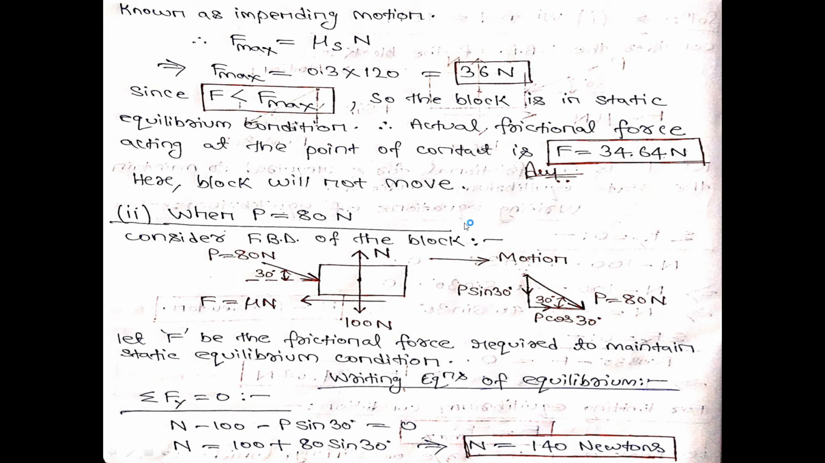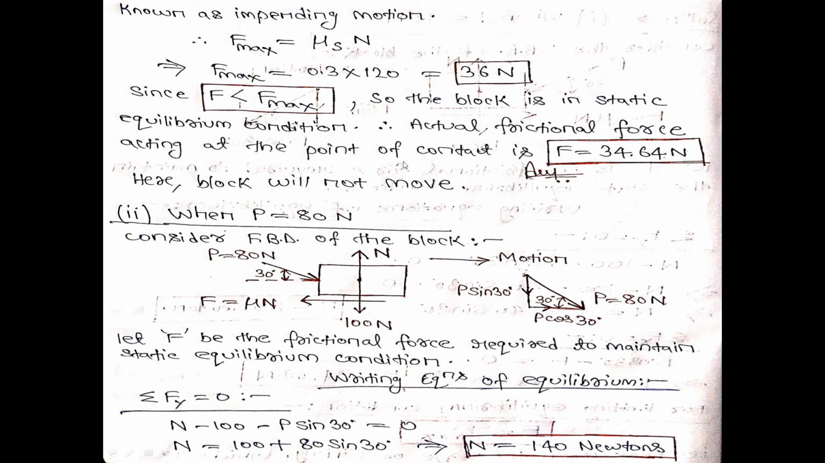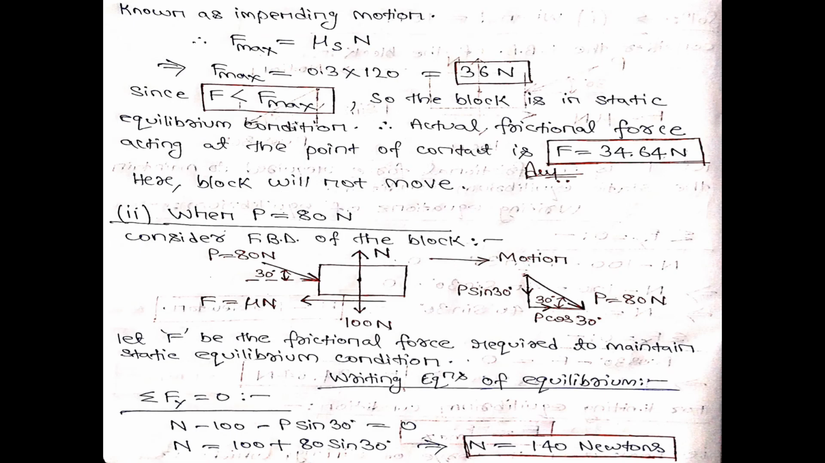Now let us compare this F max with my F value. My frictional force value is 34.64 Newton and the F max limiting frictional force value is 36 Newton. That means I can say that F is less than F max. That means the frictional force due to this load P is less than the limiting frictional force. If this is the case, will the body move or will the body not move?